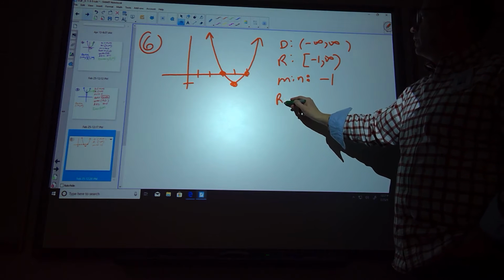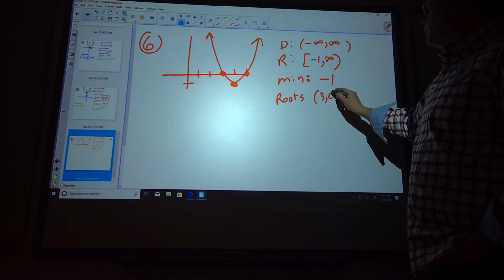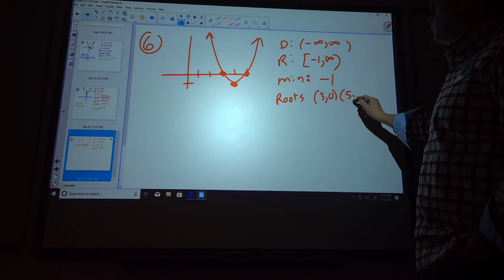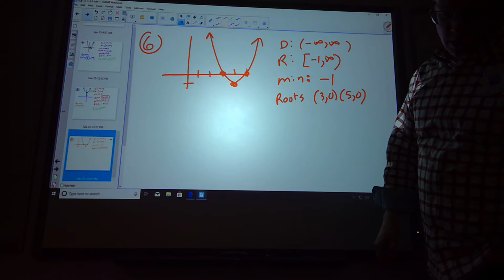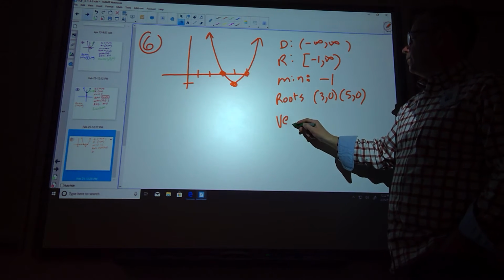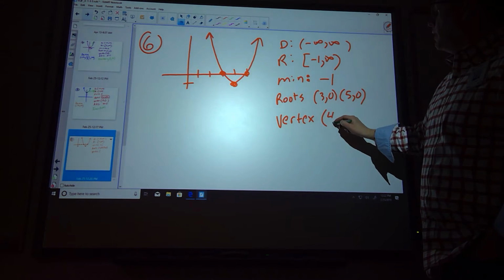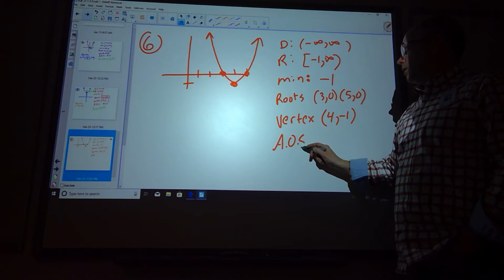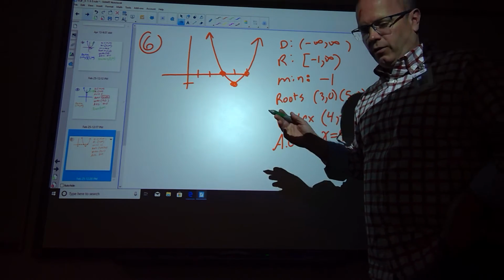Roots. Yeah, I got 2 of them here. So that's the point 3, 0. The other one's the point 5, 0. There's my roots. Well, that's pretty cool. Finally got some roots that we can deal with. Vertex. 4, -1. Good. Axis of symmetry that we'll call AOS. X equals 4. So make sure you have the x in there because it's a vertical line.